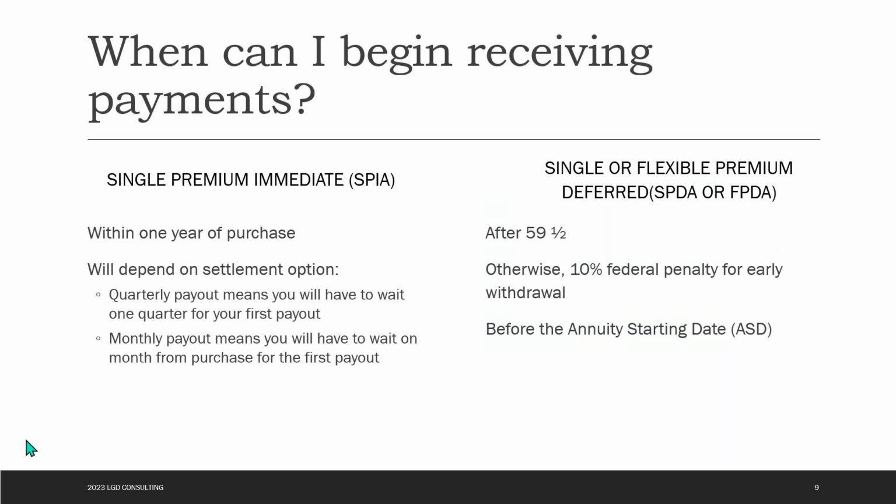every annuity has to have something called an annuity starting date. That means if you don't decide to annuitize this contract, the insurance company will automatically annuitize it for you. So they set a date, usually around age 85 or 90. If you did not annuitize before that age, they'll automatically annuitize it and start making payments to you. Okay?